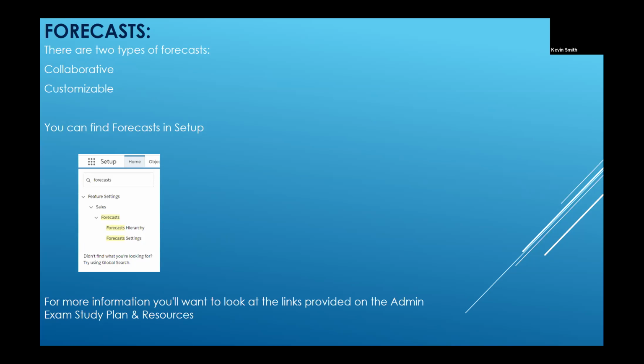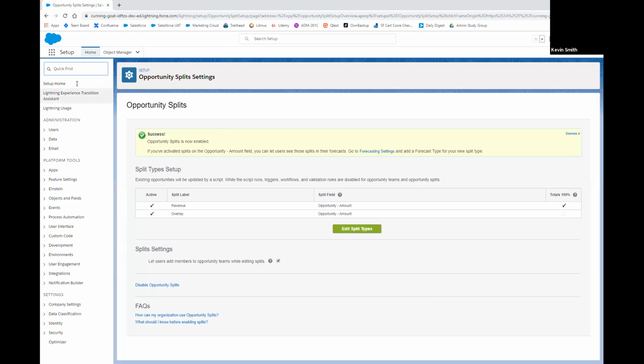I know we're trying to stay more on the back end of things, but if you are an admin who's never used splits, you're going to enable splits in your org. The difference here, if I can find that again, or did I already? So let me, I lost it. Well, let me show you what it looks like after you enable the splits. How about that?